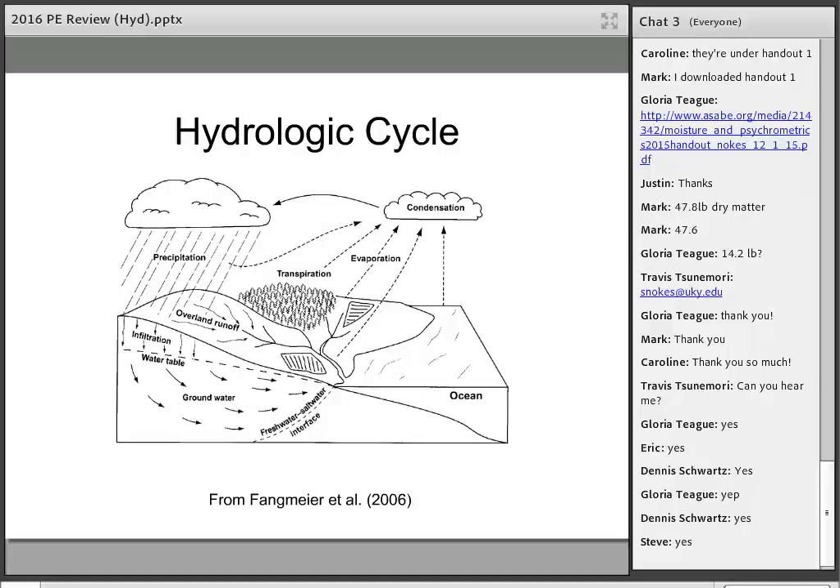Essentially what we're looking at is all the routes from clouds to ground to subsurface to lakes to streams back up into water vapor into the atmosphere again. And it's a cycle.